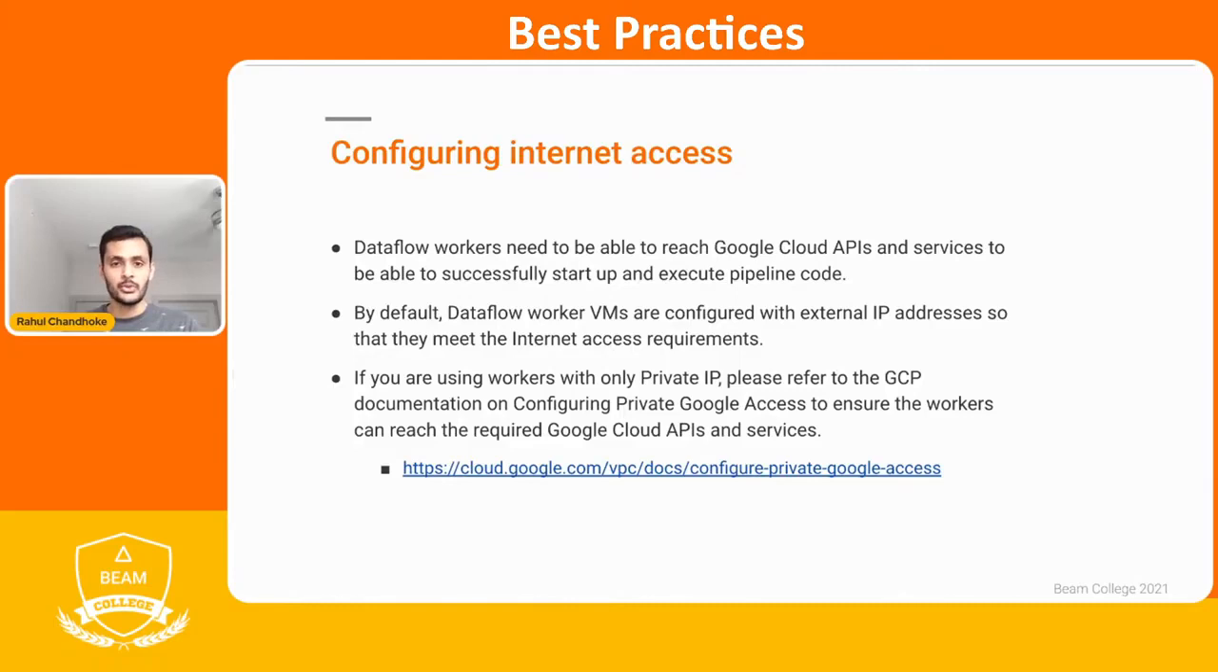However, if you do choose to, for whatever requirement it may be, use workers that only have private IPs, so they do not have a public IP, there is an extra step that you might need to take to ensure that the network you're using has configured what we call Private Google Access, so that these workers that run your job, even with private IPs, can talk to the Google Cloud APIs and services. So that's another key point here: to make sure in general that these workers, whether they're using public or private IPs, have the ability to communicate with the backend services or Google Cloud APIs to execute your Dataflow job.